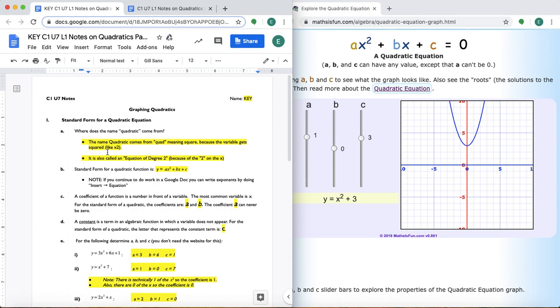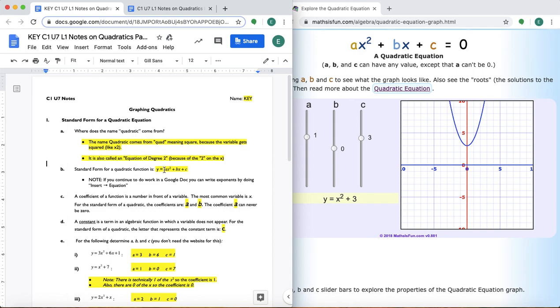And then since it has the two, we also call it an equation of degree 2. This is language that, right, the word degree, that is something that we won't cover until Core 3. So this is a really cool tidbit, but if you don't remember that, you're totally fine.